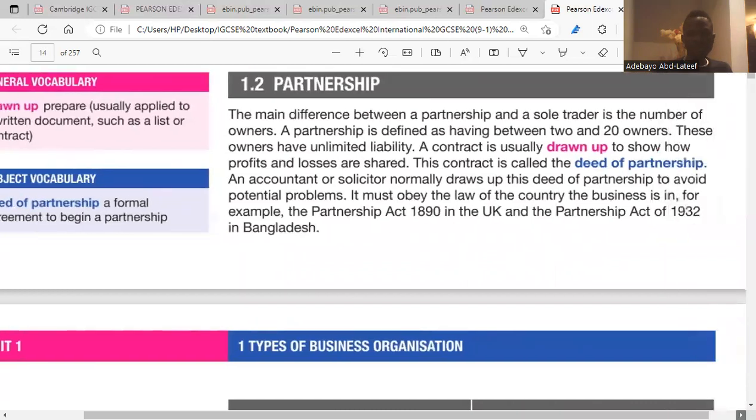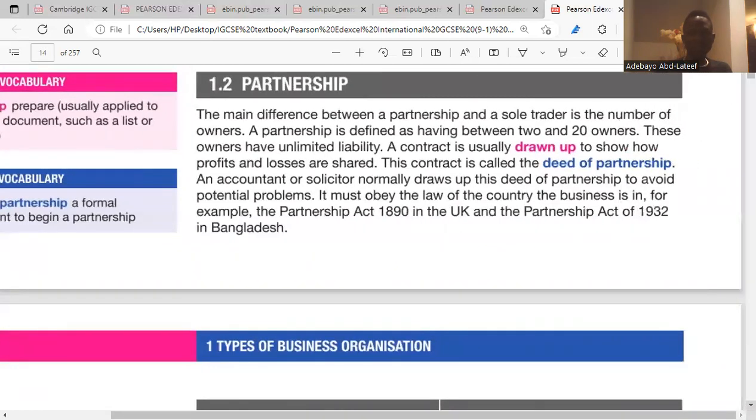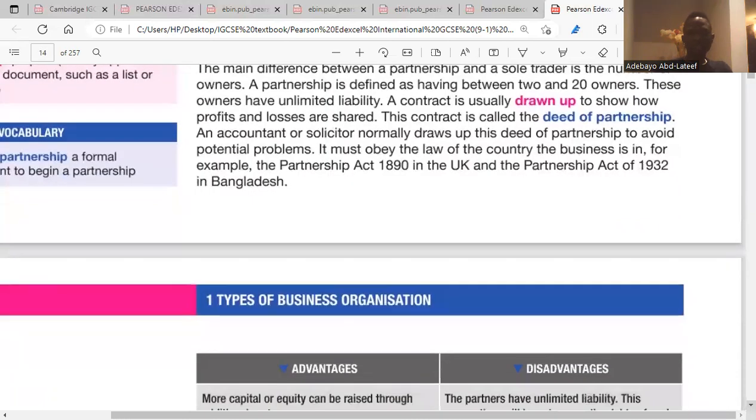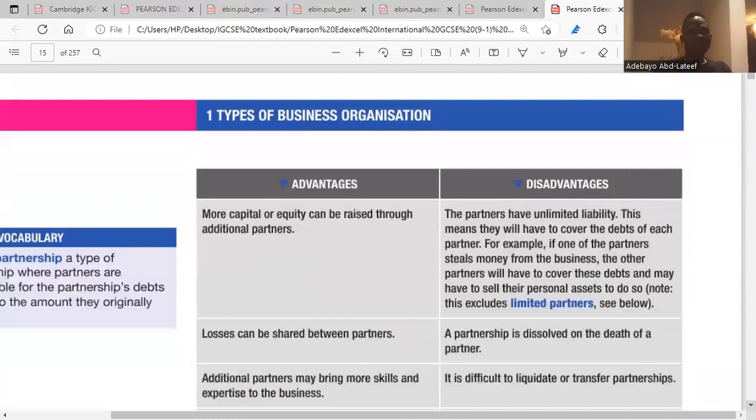These owners have unlimited liabilities. A contract is usually drawn up to show how profits and losses are shared. This contract is called the deed of partnership. An accountant or solicitor normally draws up this deed of partnership to avoid potential problems. It must obey the law of the country the business is in. For example, the Partnership Act 1890 in the UK and the Partnership Act of 1932 in Bangladesh.